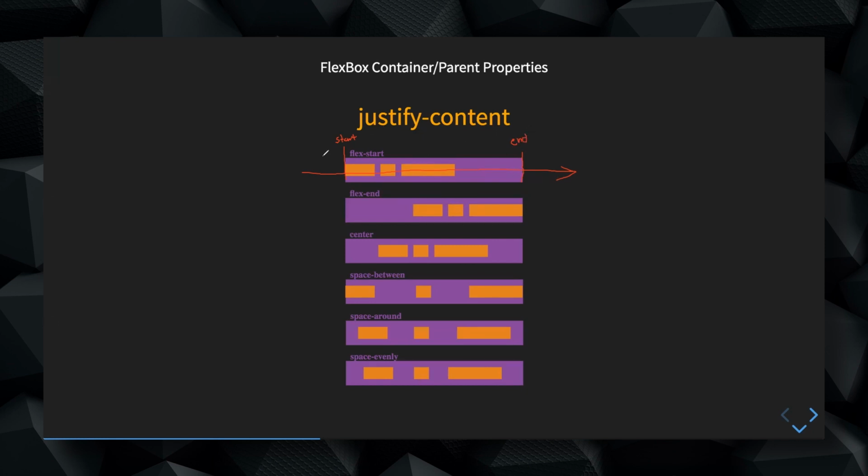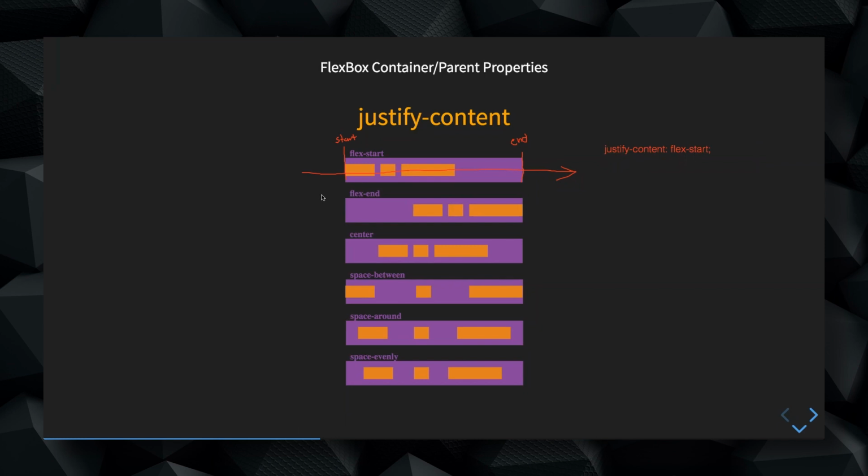So if we want to justify the elements to the left side, to the start of the main axis, we just use justify content with the flex start value, or we can just omit it because this is the default value. So justify content flex start, and this is the property that we're going to use. Okay, let me see if I can move this.